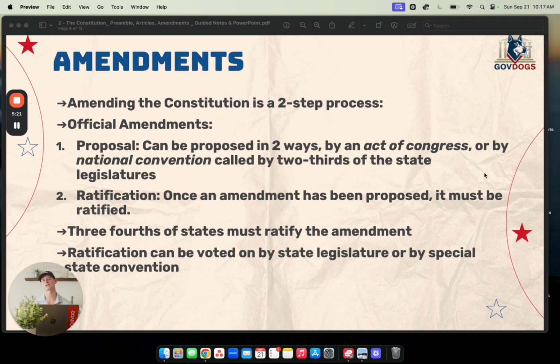So there's a two-step process for actually changing the Constitution. The first is the proposal and then the ratification. So an amendment can be proposed in two ways: by an act of Congress or by a national convention called by 2/3 of states. Normally, nowadays, this happens by an act of Congress.